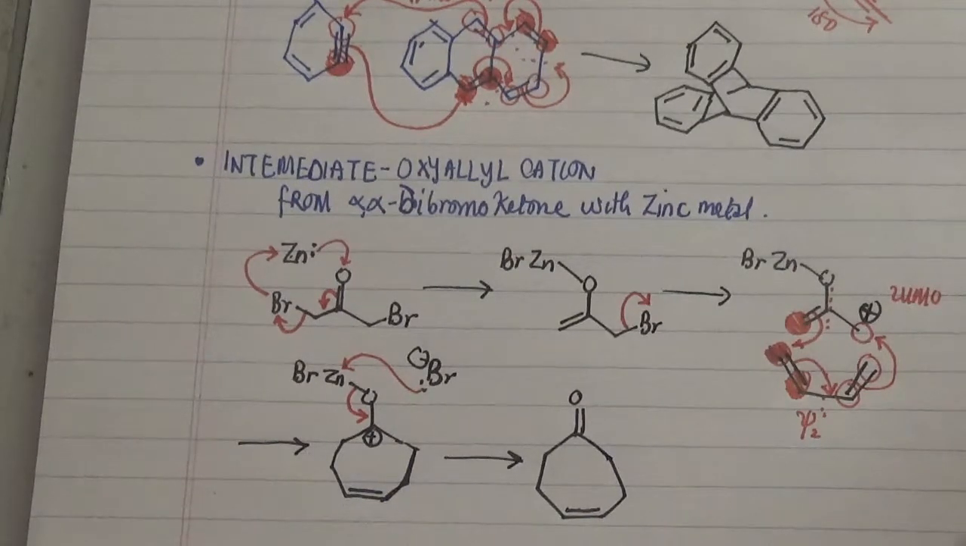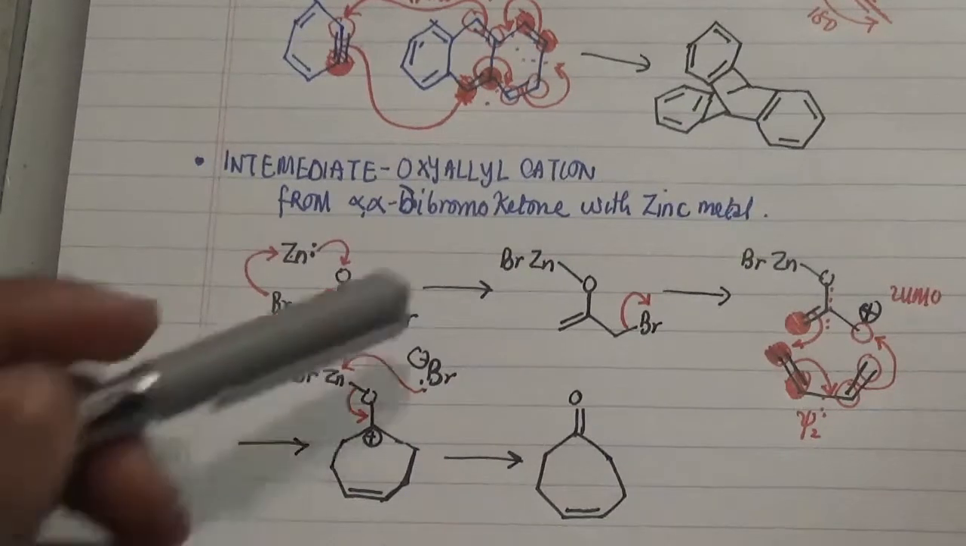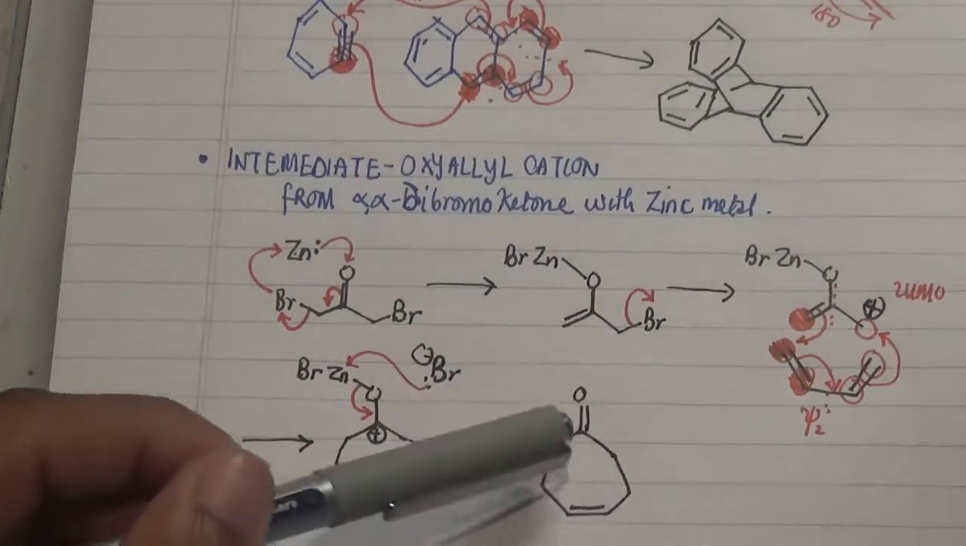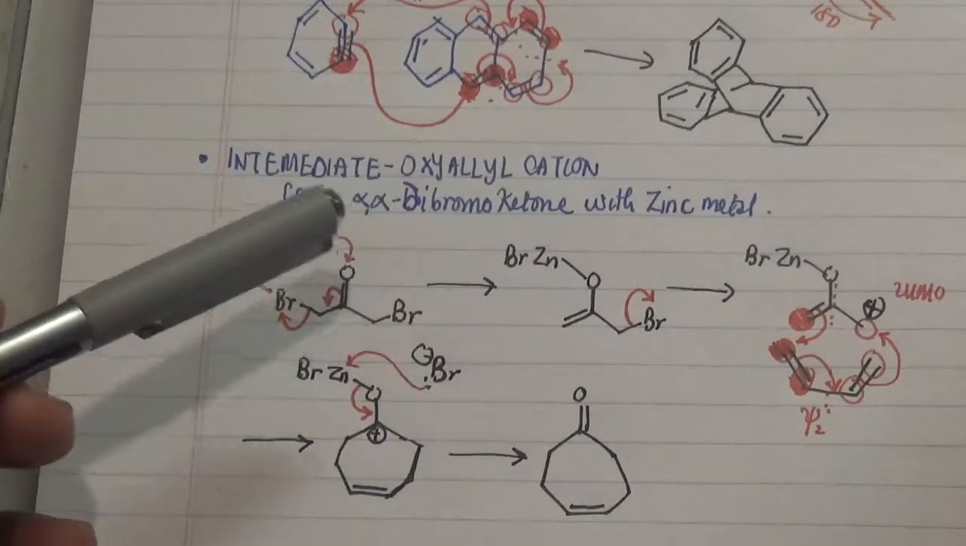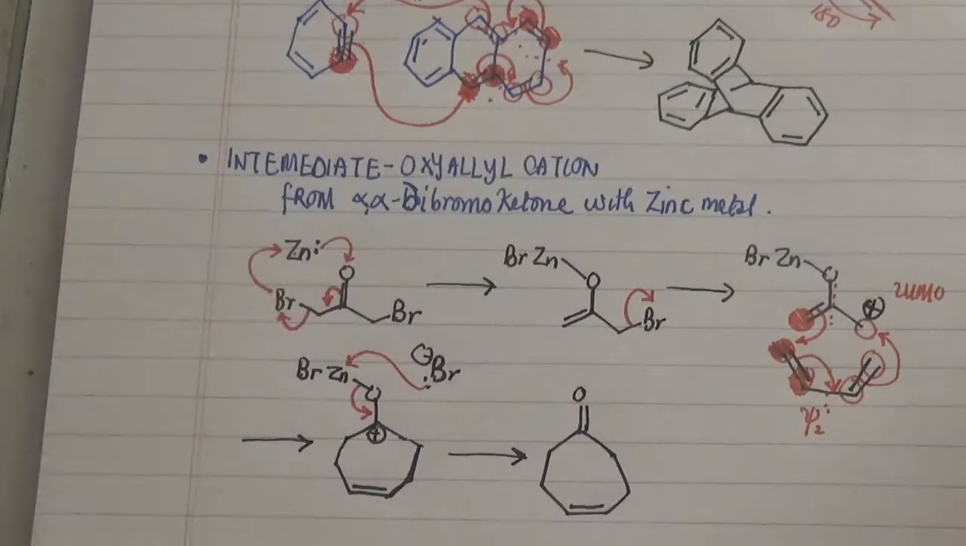Take note that we needed a 4+3 cycloaddition reaction over here to go through this particular step, and this will be pushed further to generate our product. And this is a good way, the second way, to stabilize our intermediate.